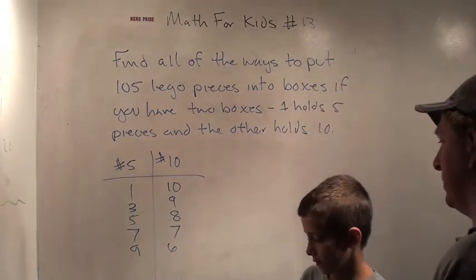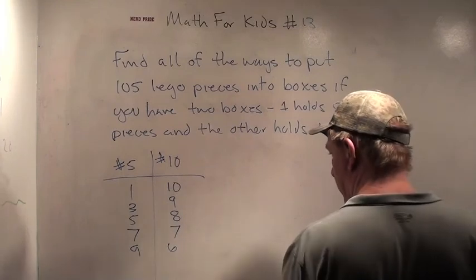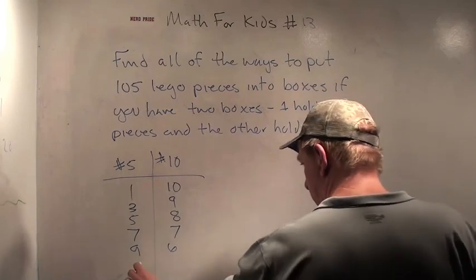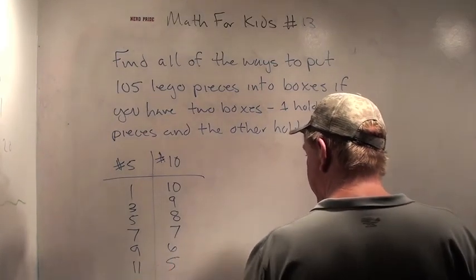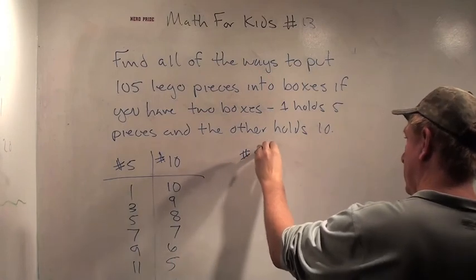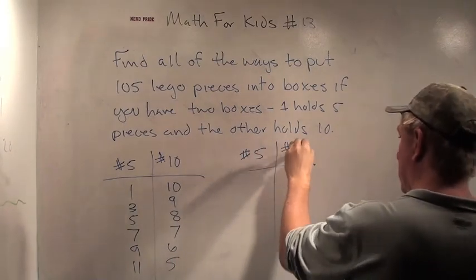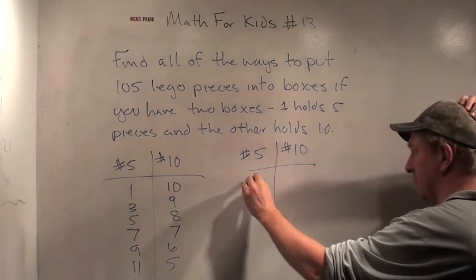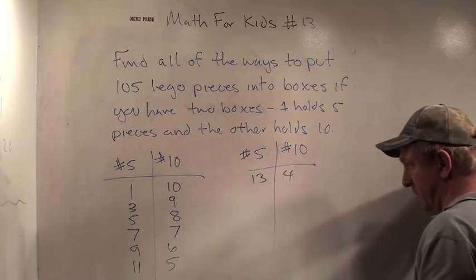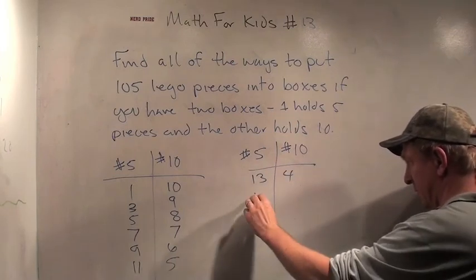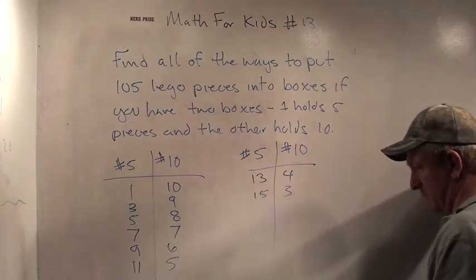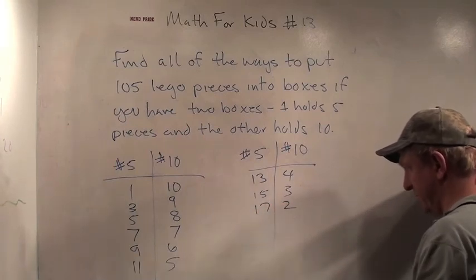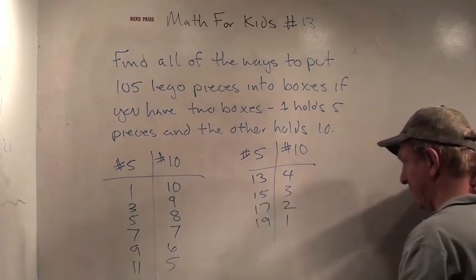Why don't you hop down so that the camera can see. What's the next one after that? It's going to be 11 and 5. Okay, so that's 55 plus 50. Okay, what comes next after that? 13 and 4. And then 15 and 3. 17 and 2. 19 and 1.